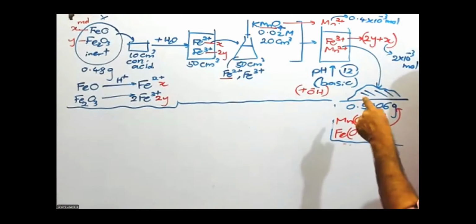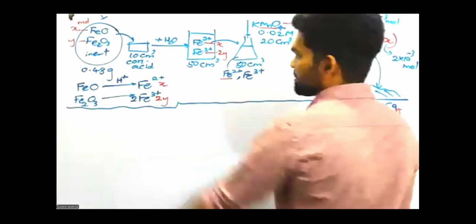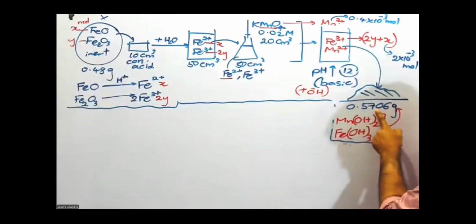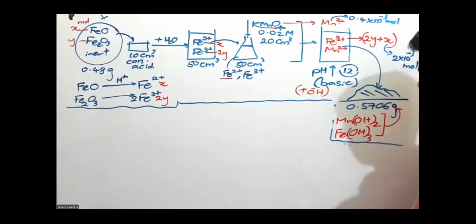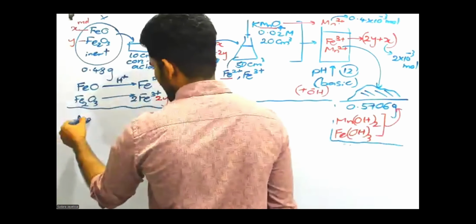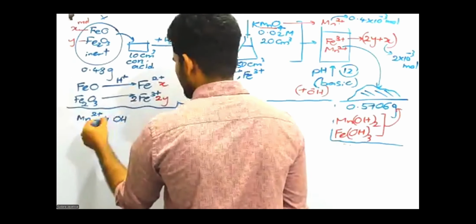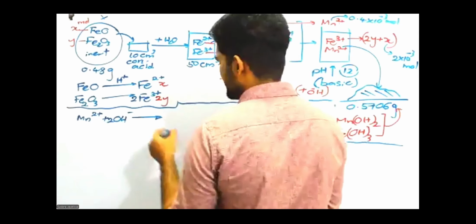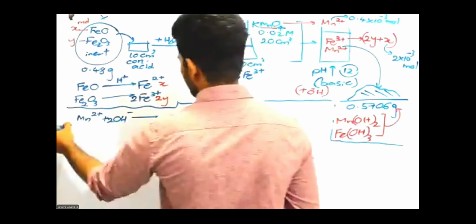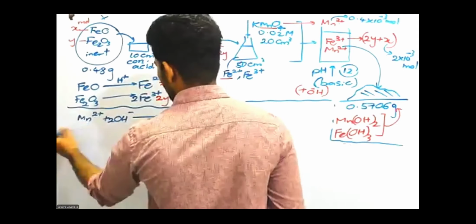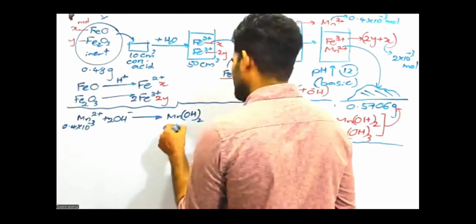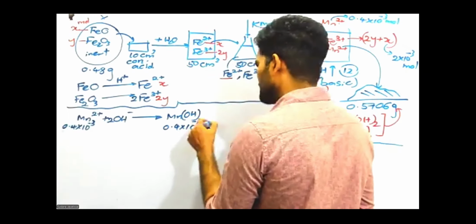Right. So next thing, we are going to find out the Fe2O3 mass percentage. Right now, here we are going to start. Total mass we know, right? From that, we are going to do this question. So since we know the Mn2+ moles, we have to write this reaction. They are expecting you to write this precipitation reaction. So manganese hydroxide is precipitated. So if you had 0.4 into 10 to the power minus 3 moles, you will have 0.4 into 10 to the power minus 3 moles of this compound also.